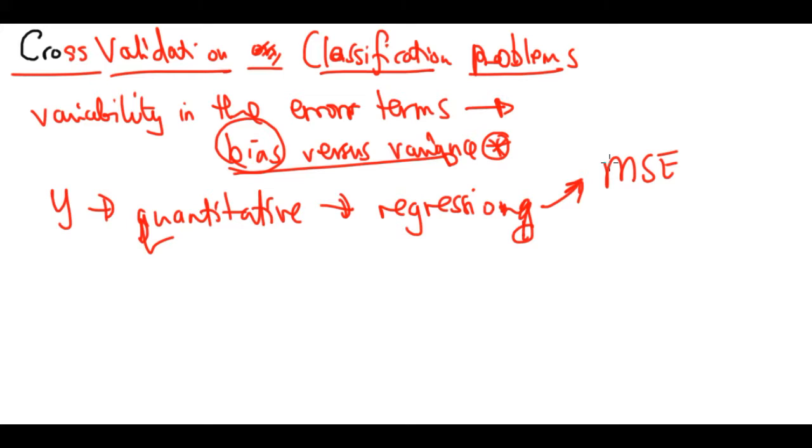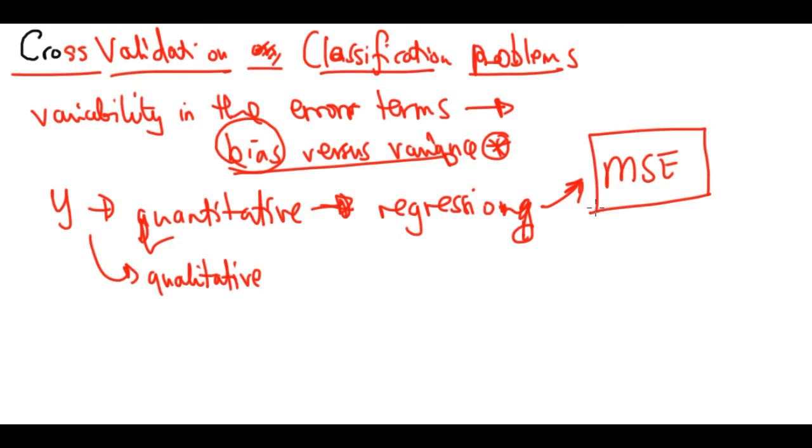But cross validation can also be used in a classification setting when our y is qualitative. So something like yes or no, gender, those kind of things, right? The only difference is, like I emphasized in a couple of videos, instead of using the MSE to quantify the error, we'll use the number of misclassified observations, right?